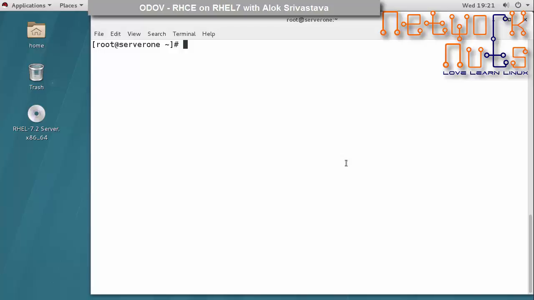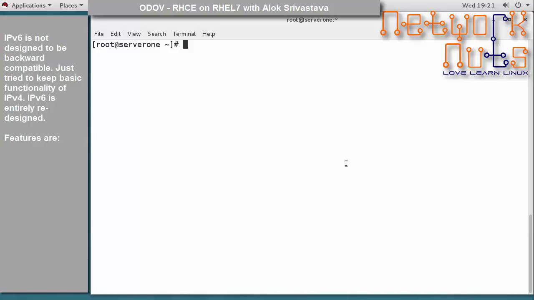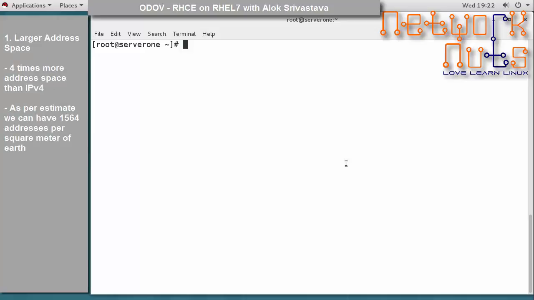So IPv6, number one thing, it's very interesting that IPv6 is not designed to be backward compatible. It is not at all designed to be backward compatible with IPv4. It just kept the basic functionality of IPv4, then the rest of it is totally redesigned, revamped. It's like customizing your Harley Davidson from scratch. Yeah. So the features are larger address space.